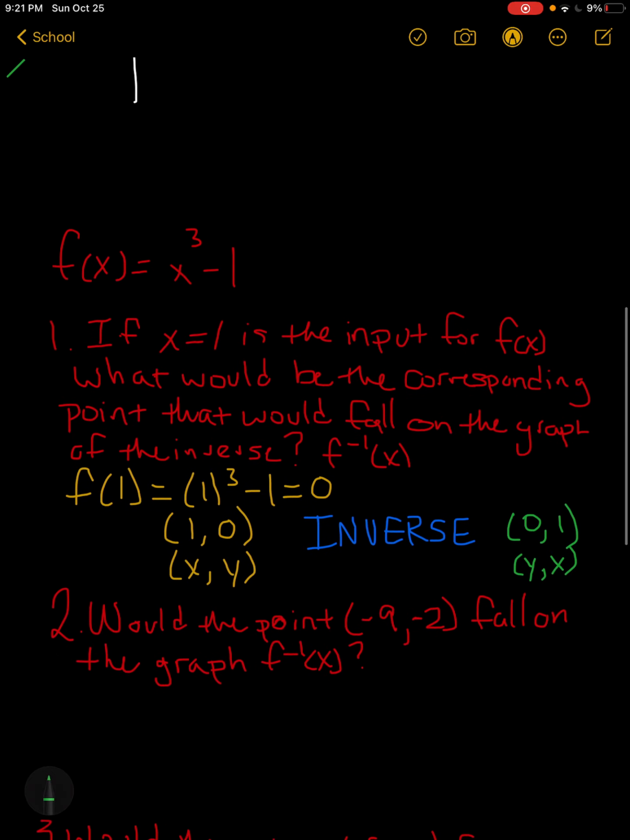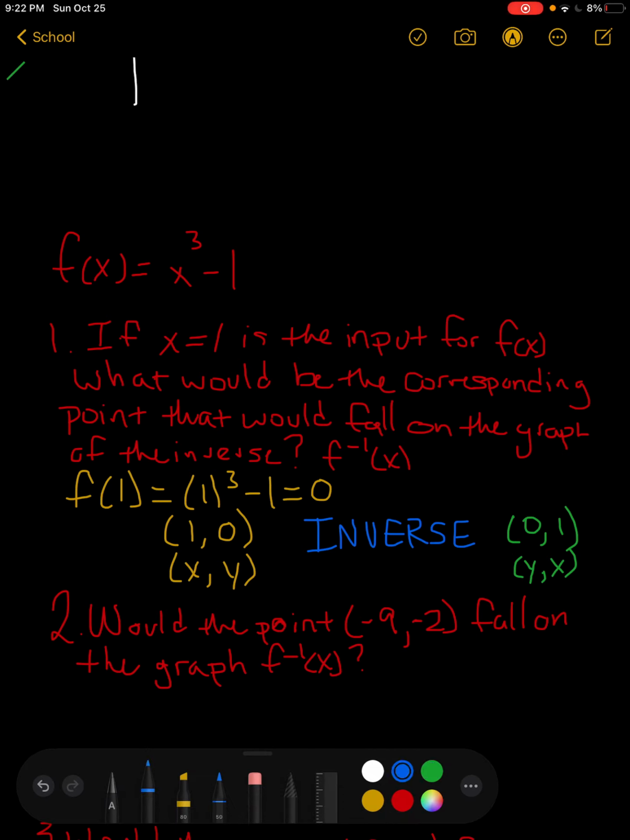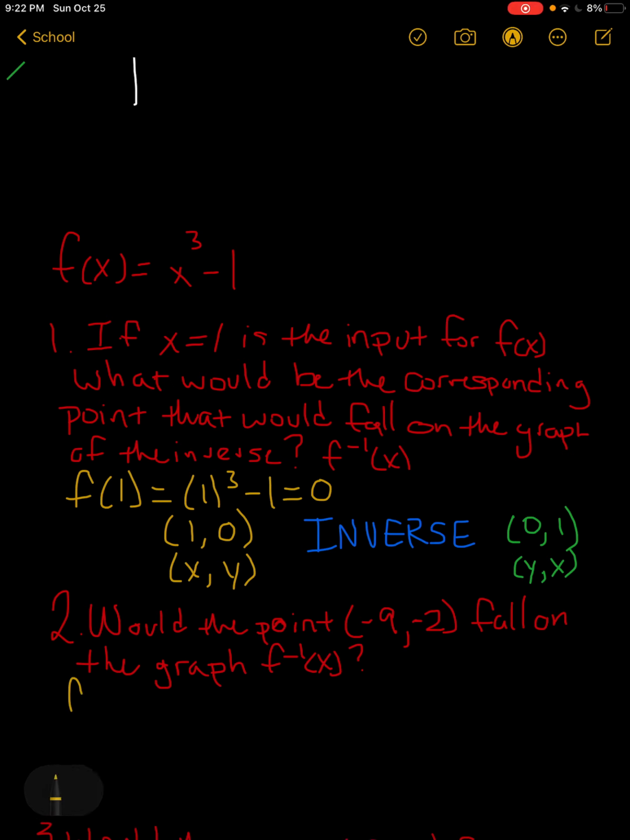Now for this next question, it says, would the point (-9, -2) fall on the graph of f inverse of x? The first way we're going to look at doing this is, to know if it's going to fall on the graph of f inverse of x, I need to find my inverse function. So if we start with our original, I need to write the order that x is being operated on. The first thing that happens to x is it is cubed. And then the second thing is we subtract 1.